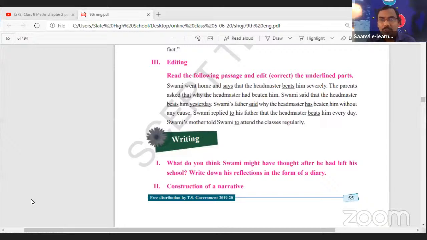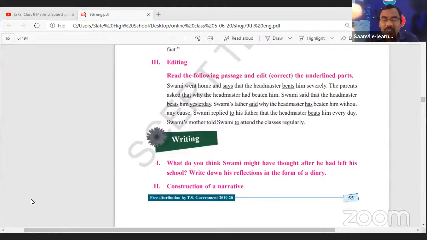Okay, next. Swami said that the headmaster beats him yesterday. Swami said that the headmaster beats him yesterday. Okay. Swami said that the headmaster beat him yesterday. That, yes, you remove. And yesterday, there is no need of any changes.